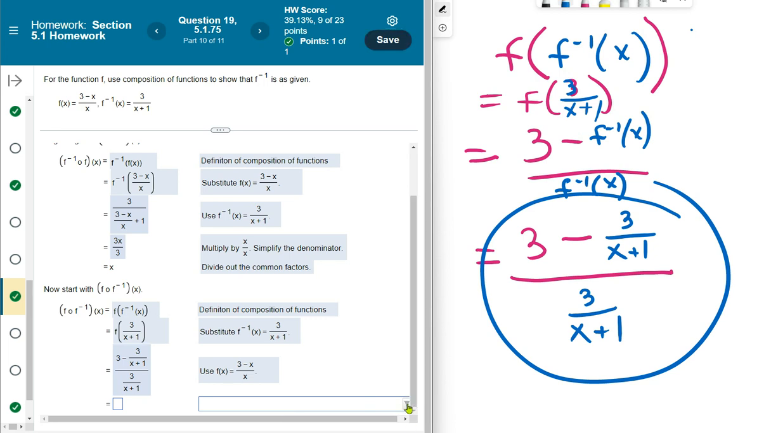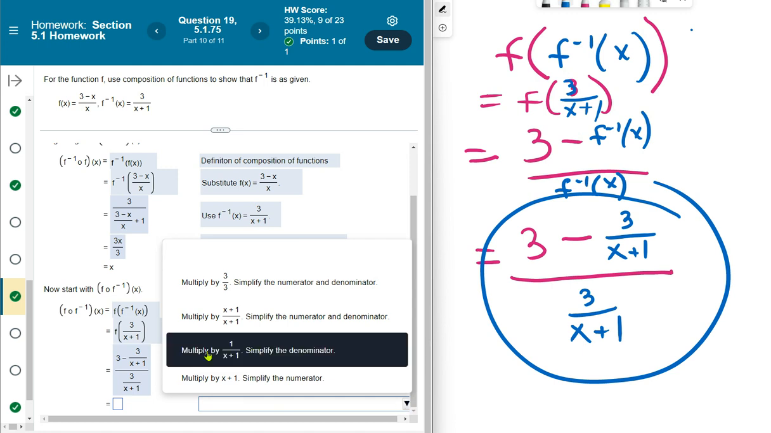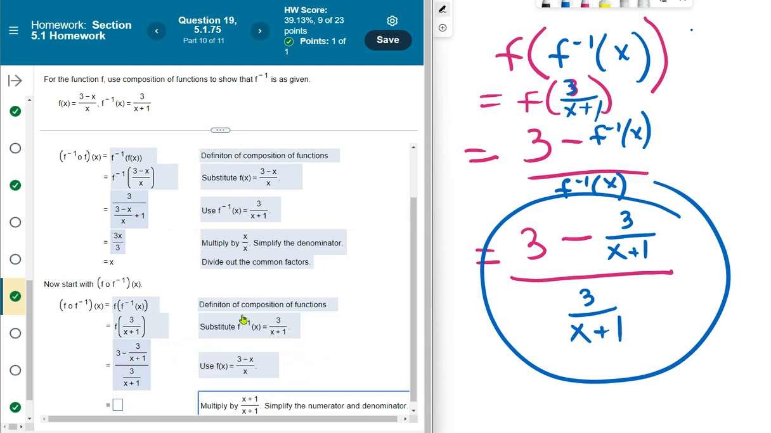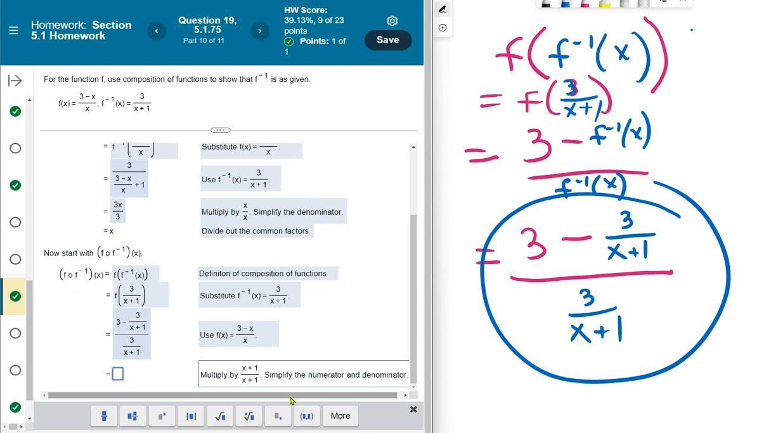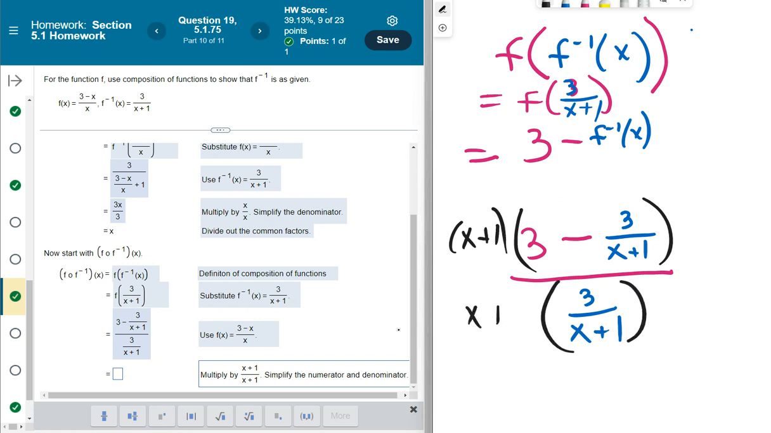And what's the drop down box say? Hope you guys can see that. Well, we want to clear out the fractions, and the denominators are x plus 1s. So we would multiply top and bottom by x plus 1 and simplify the numerator and the denominator. So I got to come over here, erase this circle that I made, and simplify this by multiplying top and bottom by x plus 1. So I'm going to do an x plus 1 here and an x plus 1 there.